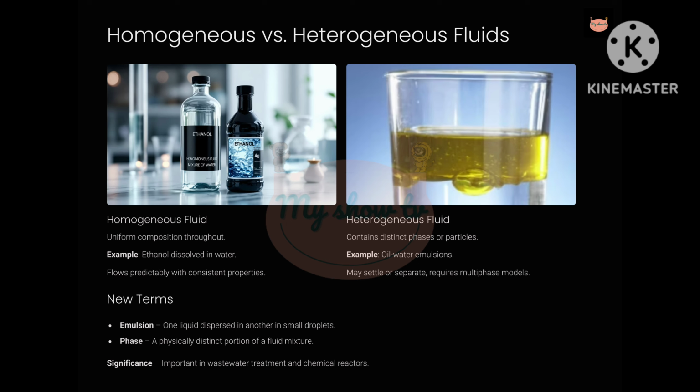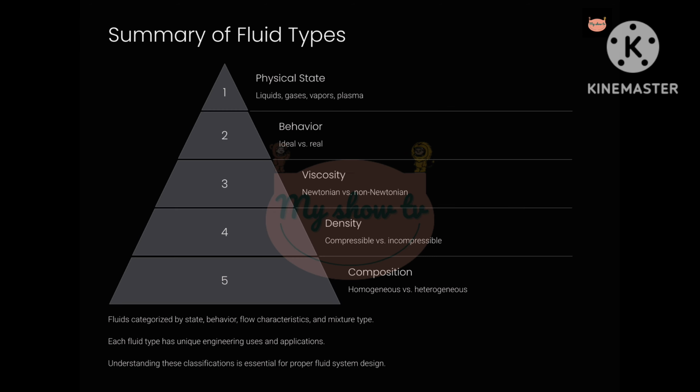This difference is key in processes like water treatment and food processing, where separation and mixing matter. Slide 6. Summary and importance. In summary, fluid types vary by state: ideal, real behavior, viscosity response, compressibility, and mixture uniformity. All categories have practical engineering significance.